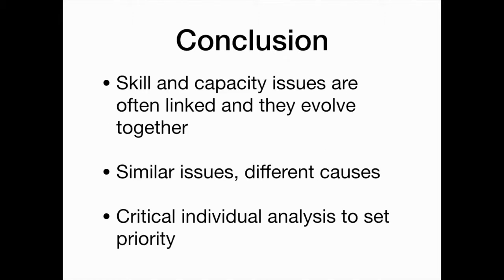In conclusion, skill and capacity issues are often linked and they evolve together. Both athletes had similar technical issues that were caused by different limitations. Therefore, a critical individual analysis is always required to set an athlete's priority.